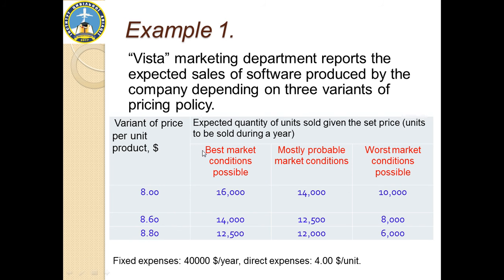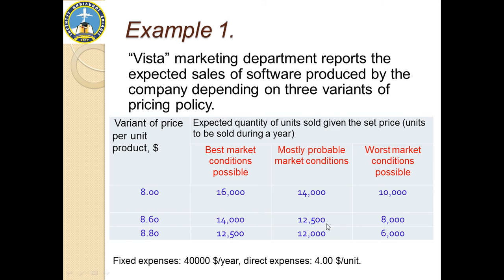But the market cannot always be the best. It can be mostly probable market conditions, like average market conditions. So given the most probable or mild market conditions, at the price of $8 per unit, the company may sell only 14,000 units of this software. At the second price option, 8.6, it can sell 12,500, and only 12,000 at $8.8 per unit.